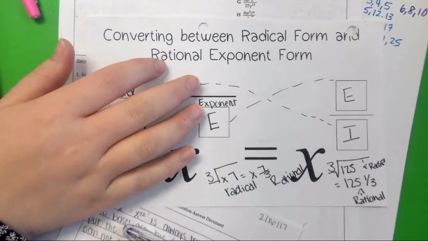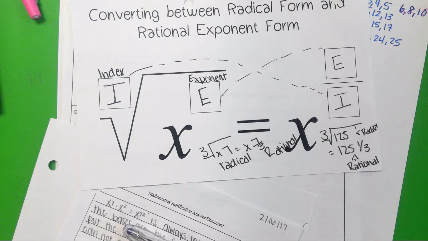In fact, I see where I worked, or I'm assuming Hannah didn't come up with these on her own. I'm assuming I worked these with you. The cube root of x to the 7th was actually x to the 7/3. You can go either way. The cube root of 125 was actually 125 raised to the 1/3.